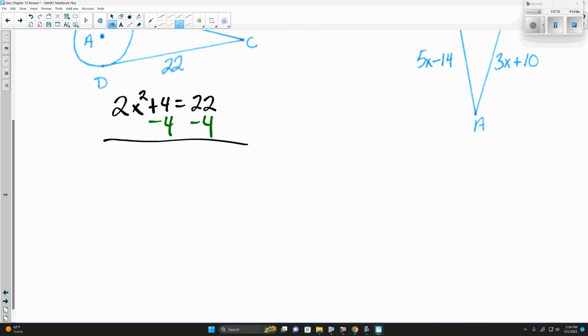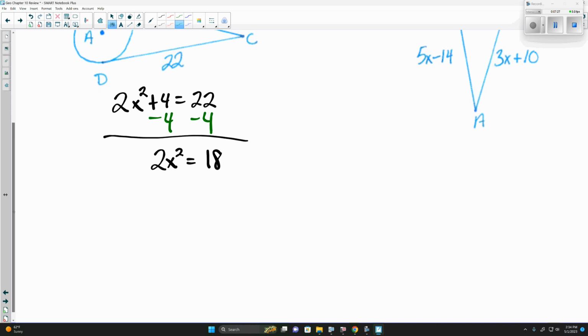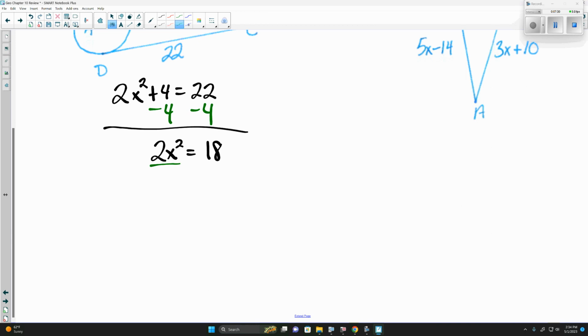So we can subtract 4 from both sides, telling us that 2x squared is equal to 18. At this point, we can divide both sides by 2, telling us x squared is equal to 9. Then we would square root both sides, telling us x is equal to plus or minus 3. The positive or negative case does work here because our original equation is 2x squared plus 4, so it has a square to begin with.